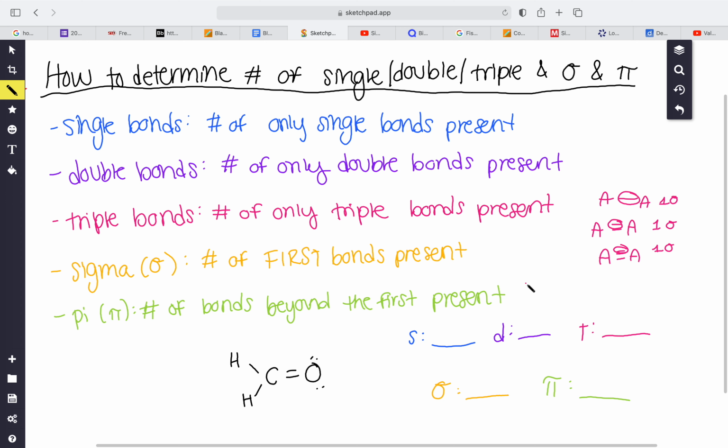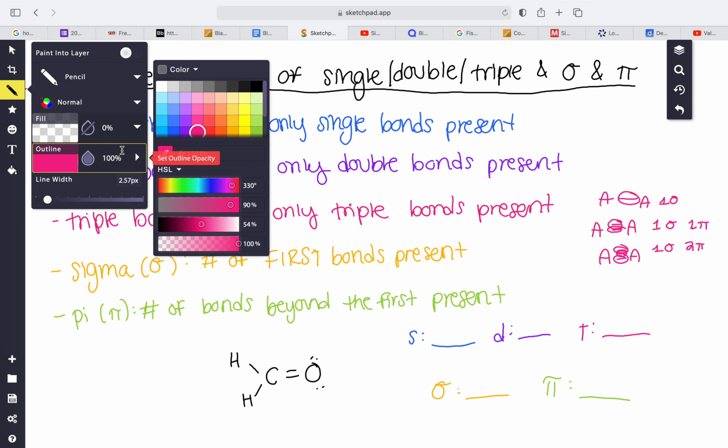Now pi. Pi is the number of bonds beyond the first present in a bond, right? So the first one we're looking at, there's not going to be any pi bonds, because there's only a first bond present. In the second one, there are 2 bonds present, so this one is going to be our pi. It's going to be 1 pi. And this one has 3. The first one was sigma, so the rest of them are going to be pi.